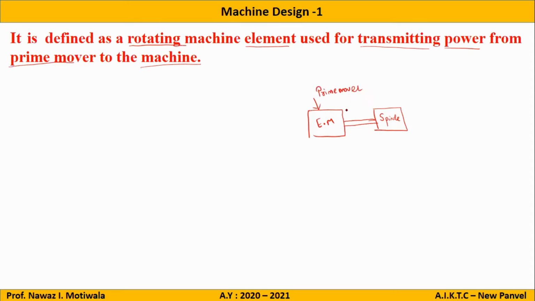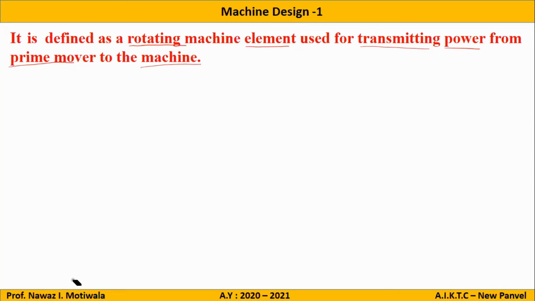The main element which moves is known as the prime mover, and in between there is a shaft, and then there is a spindle which can also be called a machine element. So the definition is, it is defined as a rotating machine element because the shaft will rotate for transmitting power. It is transmitting power from this motor to this spindle, from prime mover to the machine, that means from electric motor to the spindle.